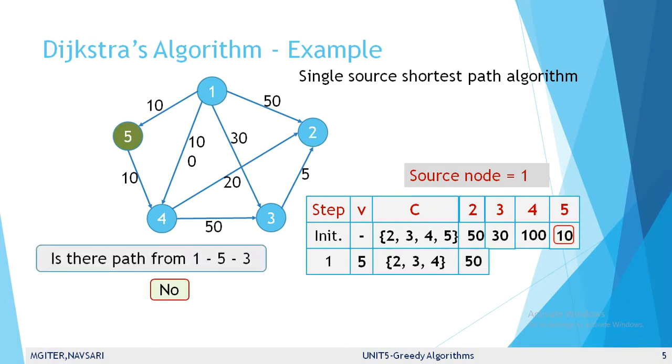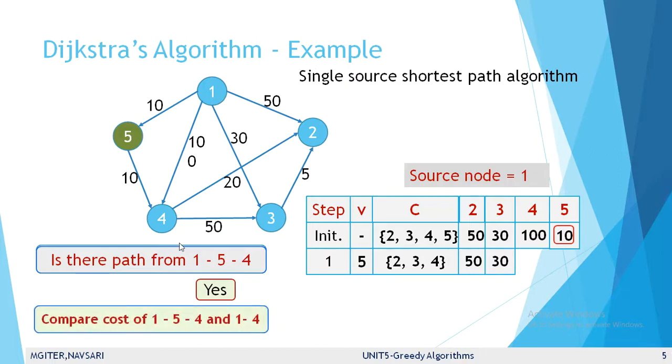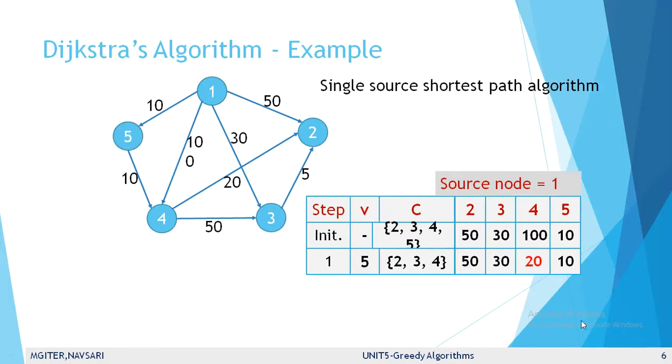Now we check, is there a path from 1 to 5 and 5 to 3? No, there is no path. So we write the same distance 30. Now we check, is there a path from 1 to 5 and 5 to 4? Yes, there is. The distance from 1 to 5 to 4 is 20, and 1 to 4 is 100. So we write here 20. Now next we select the vertex with the minimum weight, which is 20. So next we select vertex 4.